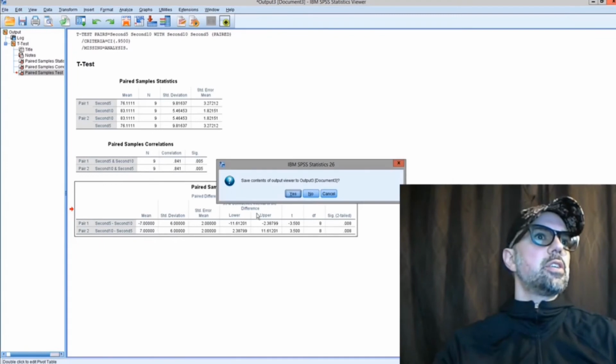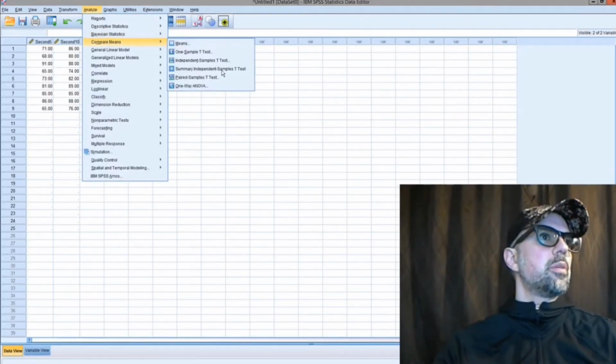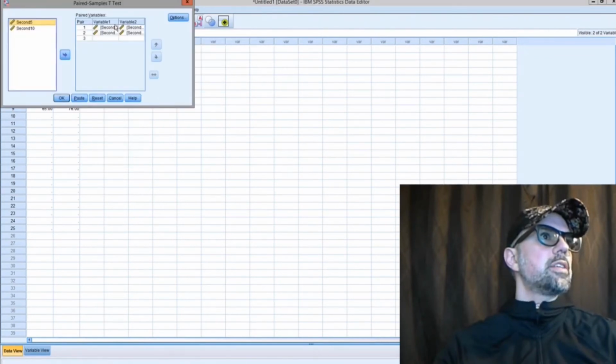So now that that decision is made, I'm just going to go back here real quick. We're going to go to analyze. We're going to go to compare means. We're going to go to paired samples t-test, and I'm just going to get rid of pair 1 because I don't like pair 1.